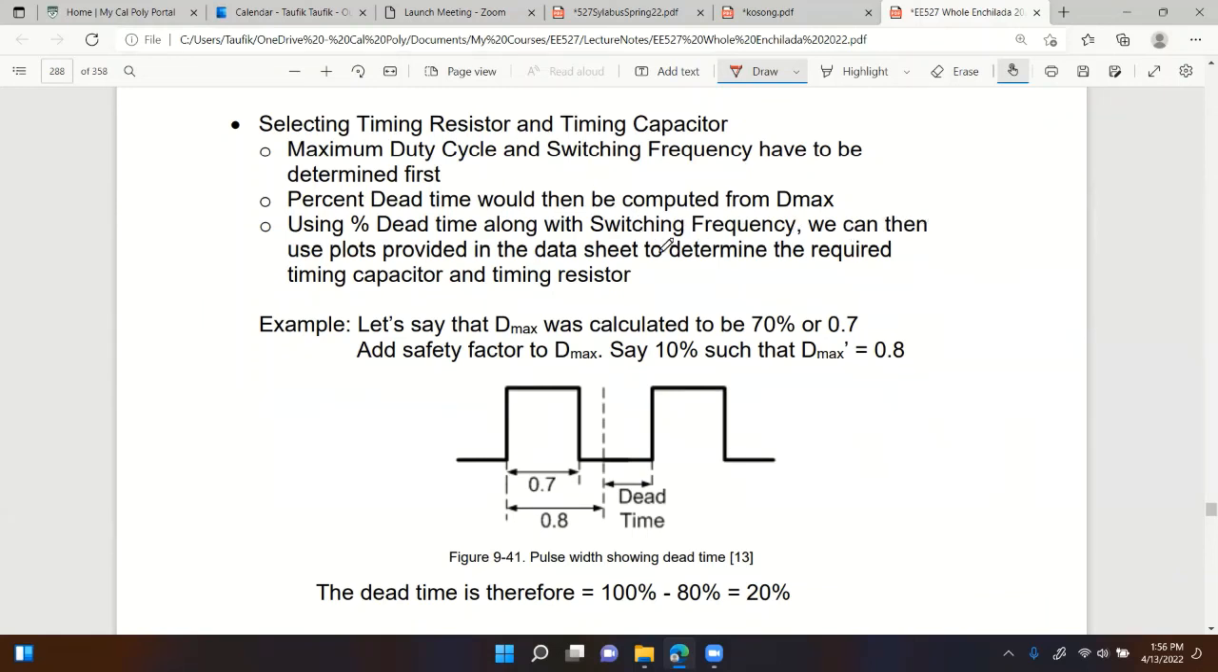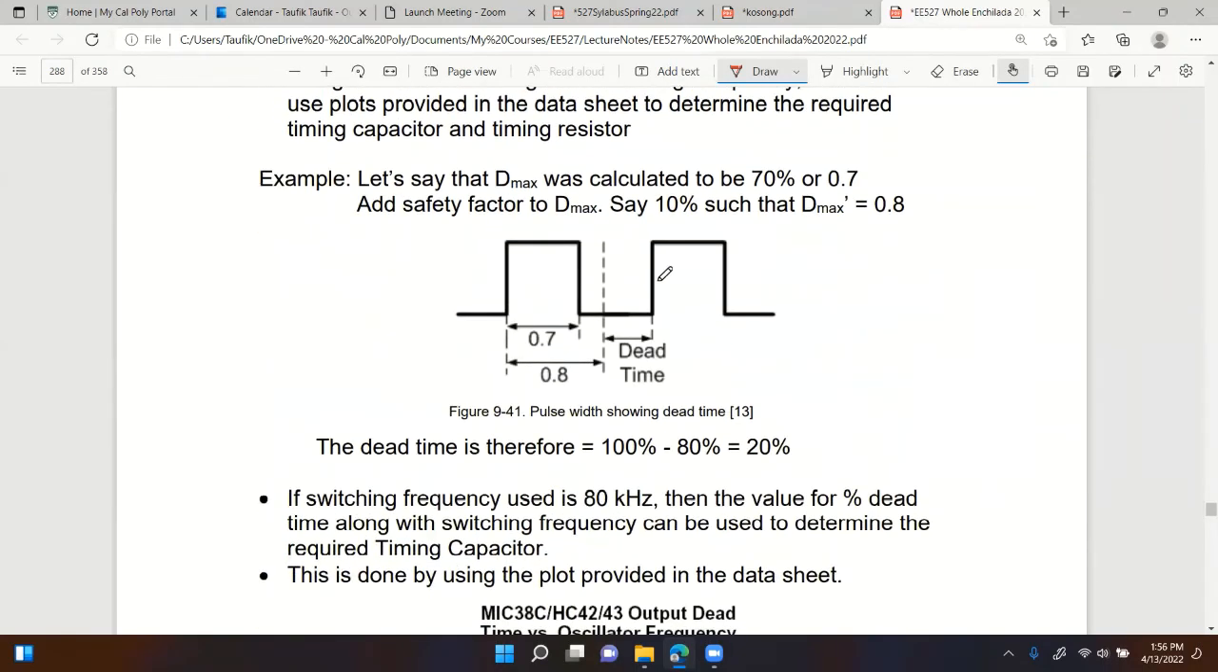Along with the switching frequency, we can then use the plots provided in the data sheet to determine the required timing capacitor and resistor. So let's say that the maximum duty cycle was calculated to be 70%. Let's just say 0.7. That's the max. And for a buck converter, duty cycle max would be equal to V out divided by V in min. That gives you the maximum value for a buck converter. For buck-boost and other topologies, you have to look at the equation, but this is just for buck as an example.